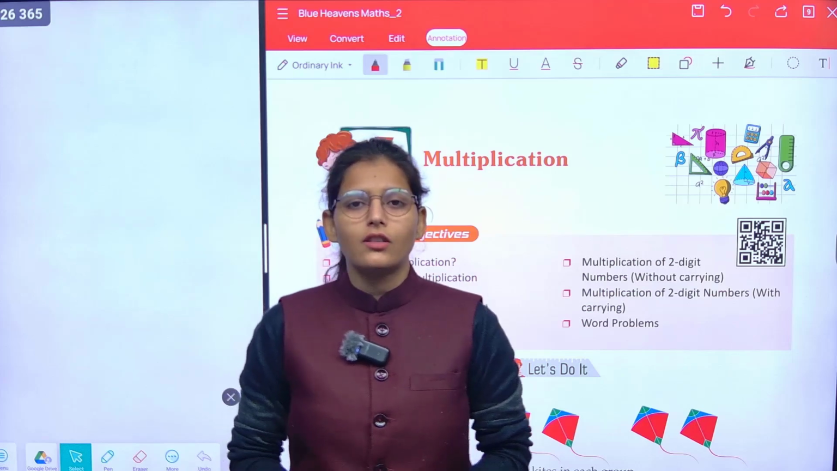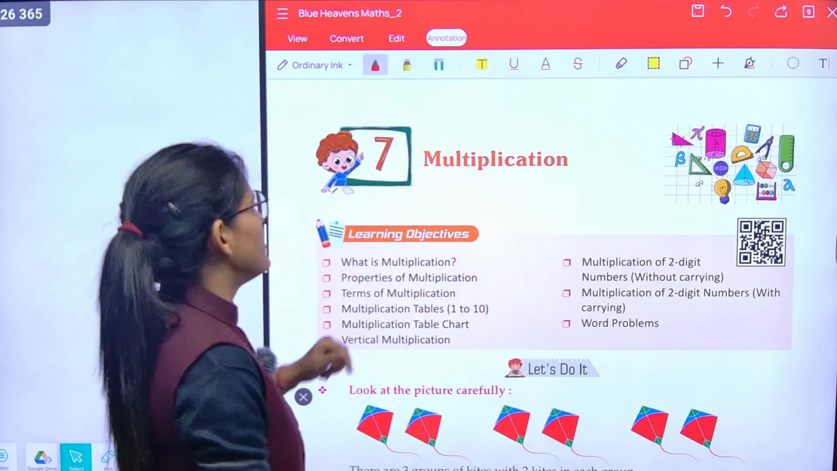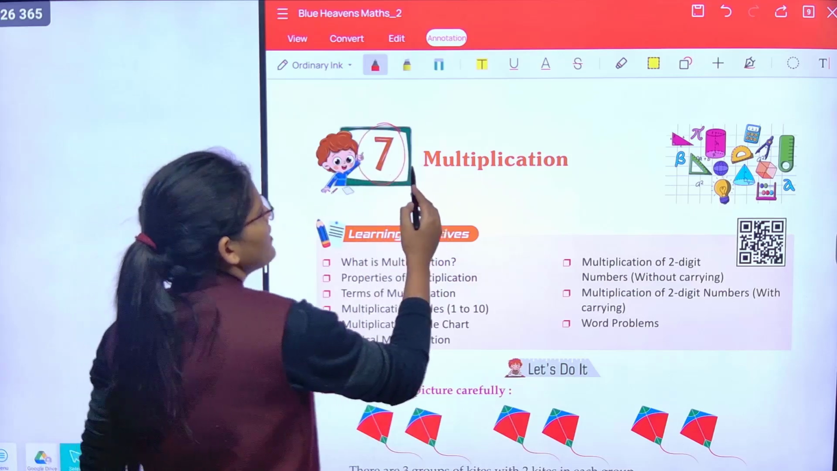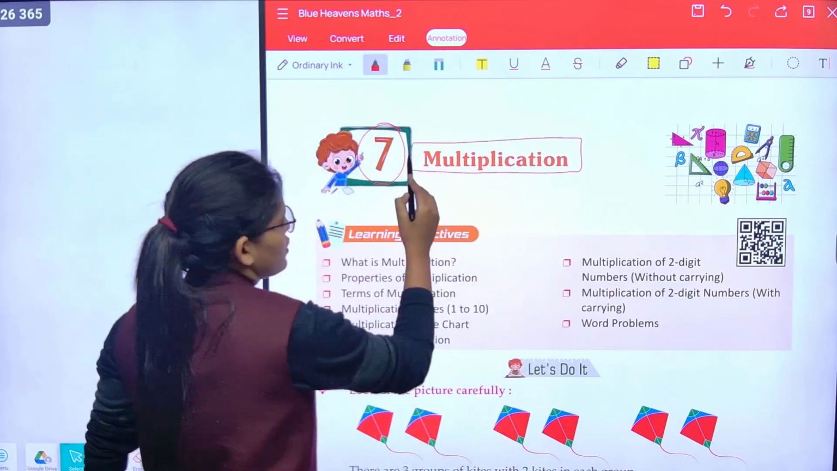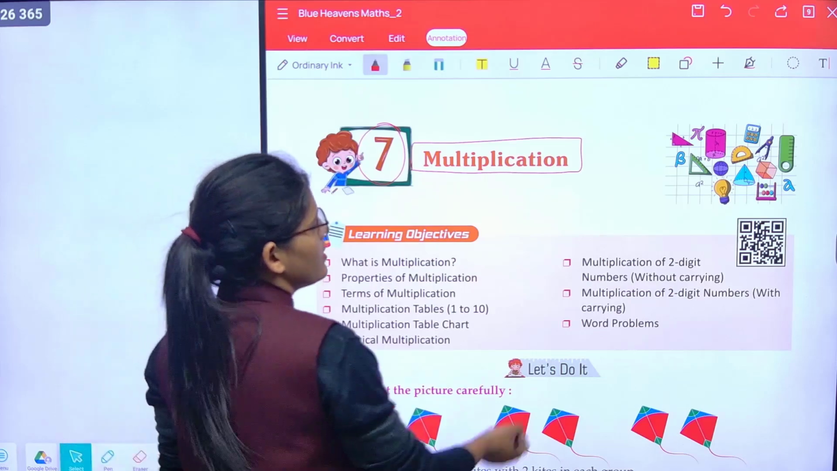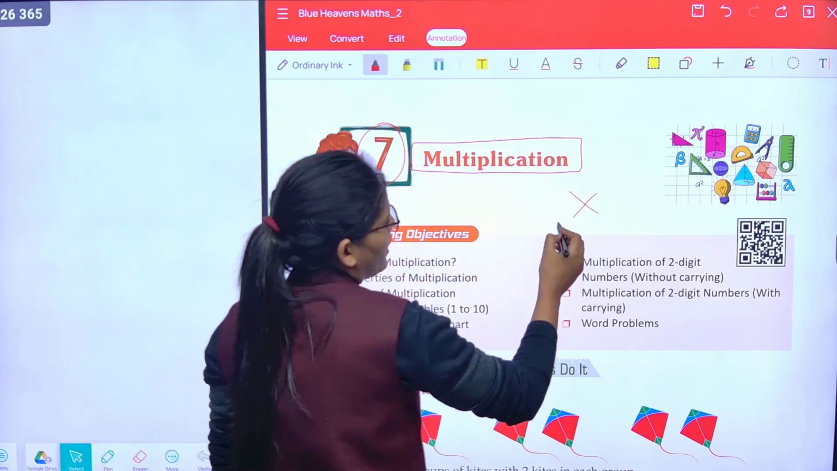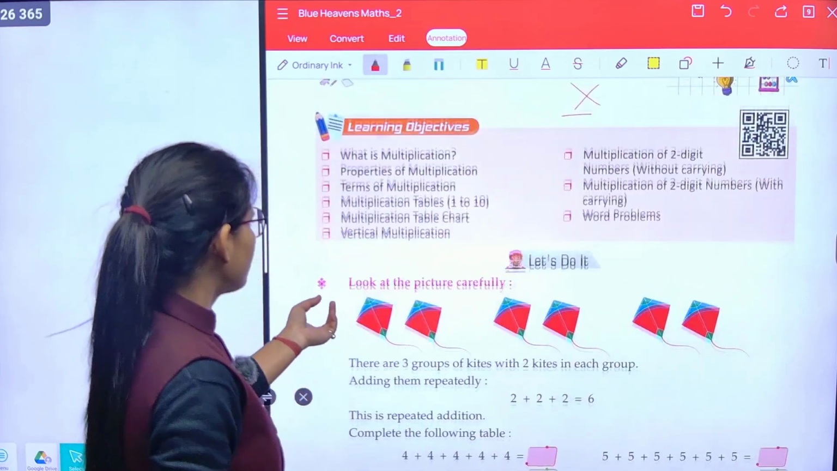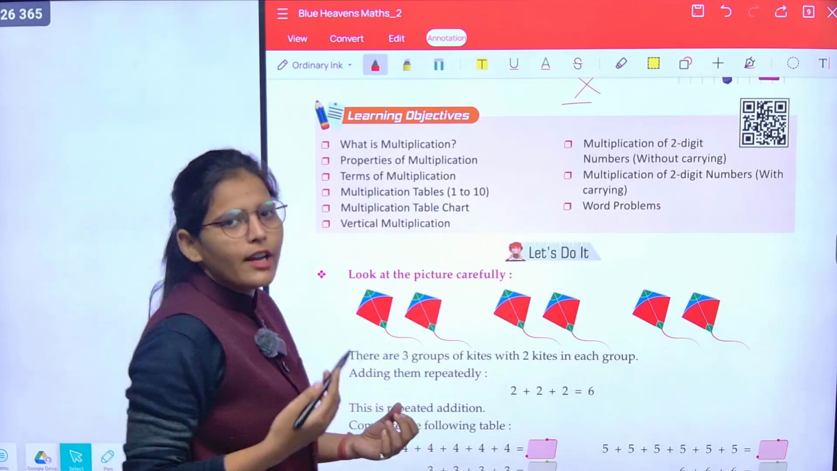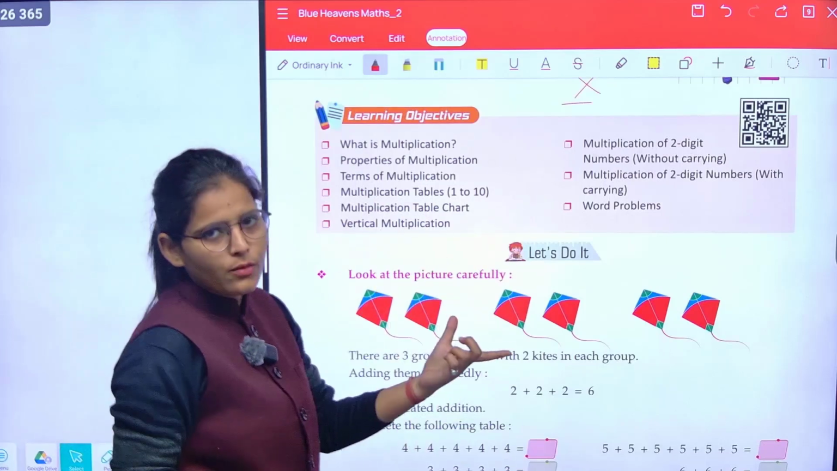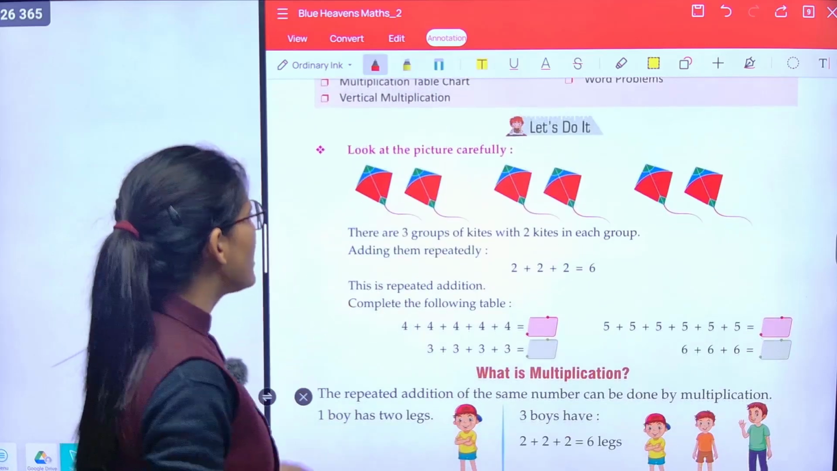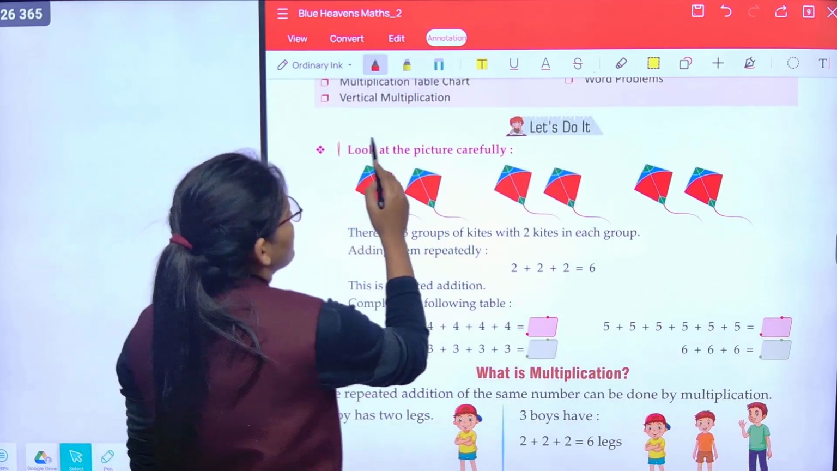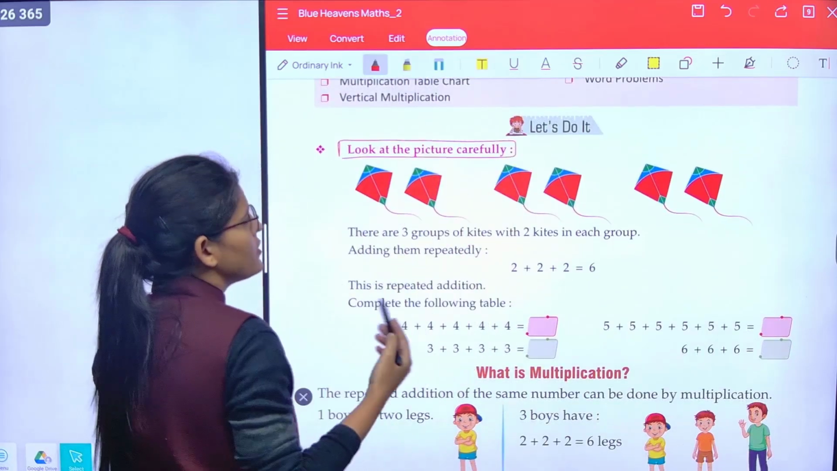Students, today we will learn chapter number 7, that is multiplication. Students, the sign of multiplication is this. Okay, now students, these are our learning objectives. Now class, let's start the chapter. Look at the pictures carefully.